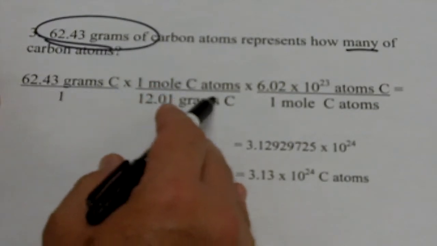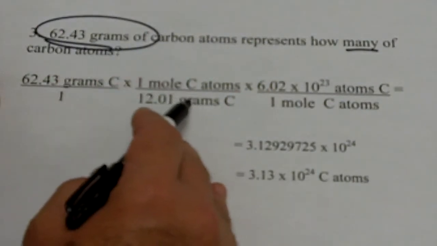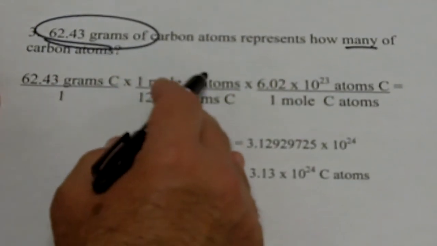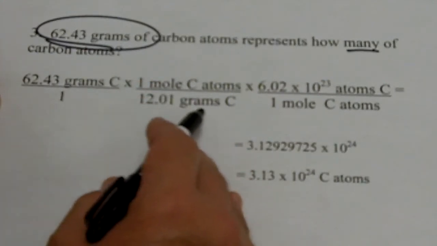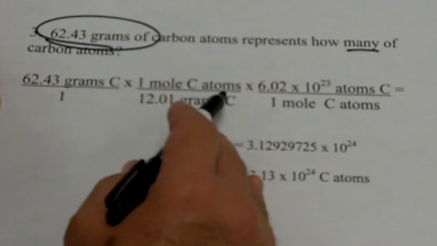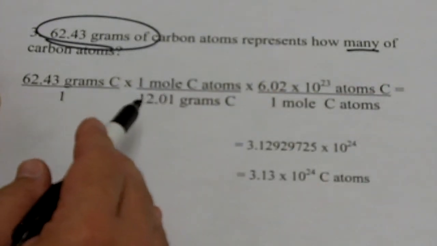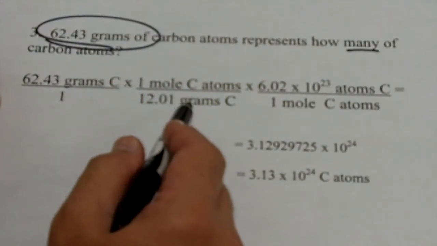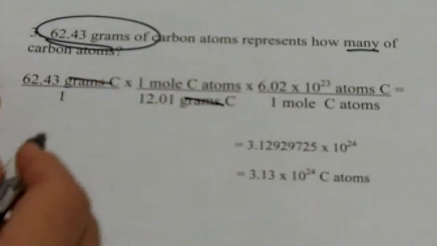So let me go through that again. Originally, I had been asked how many carbon atoms. The problem is I can't go directly from grams of carbon to the number of carbon atoms, so I have to go through a mole intermediary. I do know the number of grams that 1 mole of carbon weighs. It's 12.01. I saw that on the previous problem. So I'm going to cancel grams of carbon with grams of carbon.